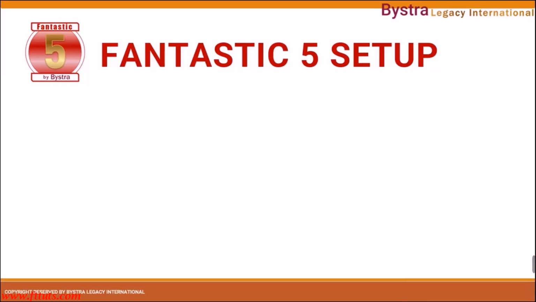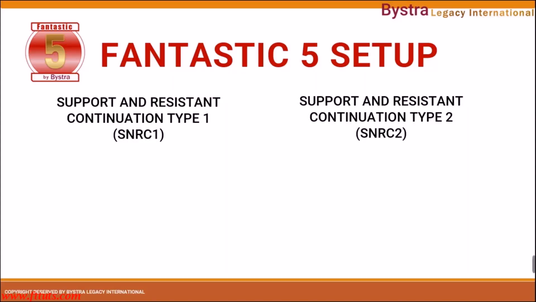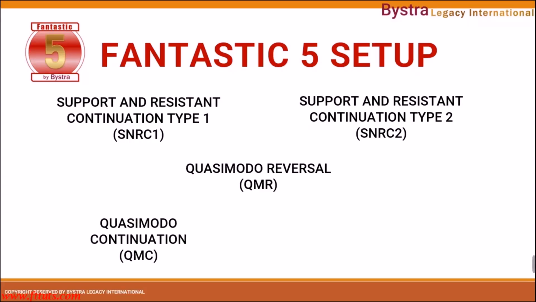Let's look at the Fantastic 5 setups. The first one, we would have the support and resistance continuation type 1, short form SNRC1. The second type we would have the support and resistance continuation type 2, short form SNRC2. The third one would be the Quasimodo reversal, QMR. Fourth one, the Quasimodo continuation, QMC. Last but not least, Quasimodo manipulation, or we call it the QM manipulation, short form QMM.